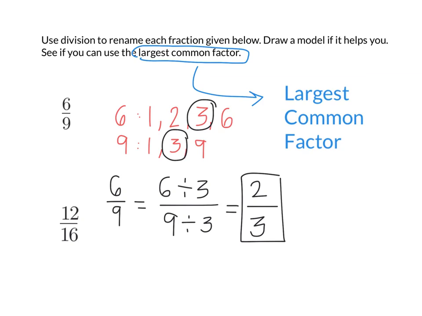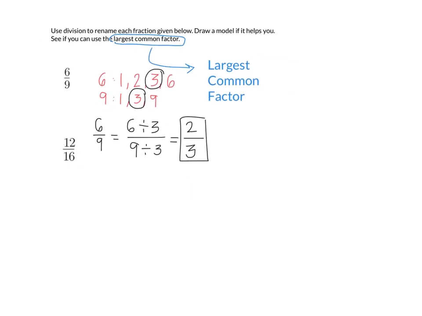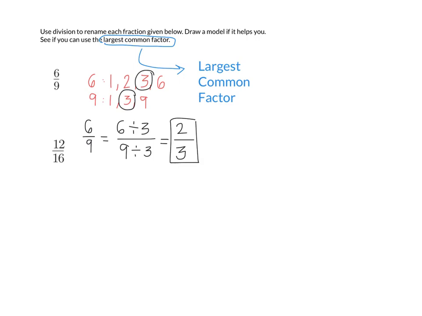Let's try it again with the next one. 12/16. Let's first find the greatest common factor. Let's do that by listing all the factors of 12, and then we'll list all the factors of 16. By the way, between 6 and 9, was 1 also a common factor? 1 is always going to be a common factor, but will it most oftentimes be the largest common factor? No, it will often be the smallest common factor.